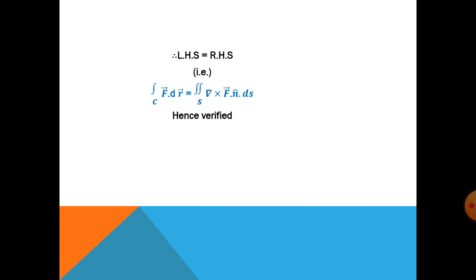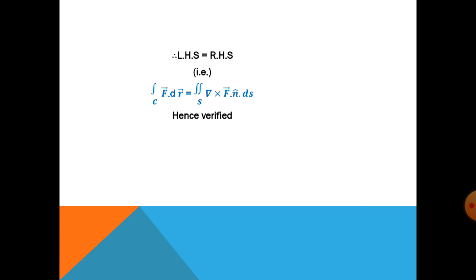For RHS, first find grad cross F vector and then substitute it in RHS. Take the integral limits from 0 to a as x and y vary from 0 to a. By making a dot product, we get y. First integrate with respect to x and then integrate with respect to y. By substituting upper and lower limits, we get a cube by 2. Since LHS and RHS are equal, the Stokes theorem gets verified.